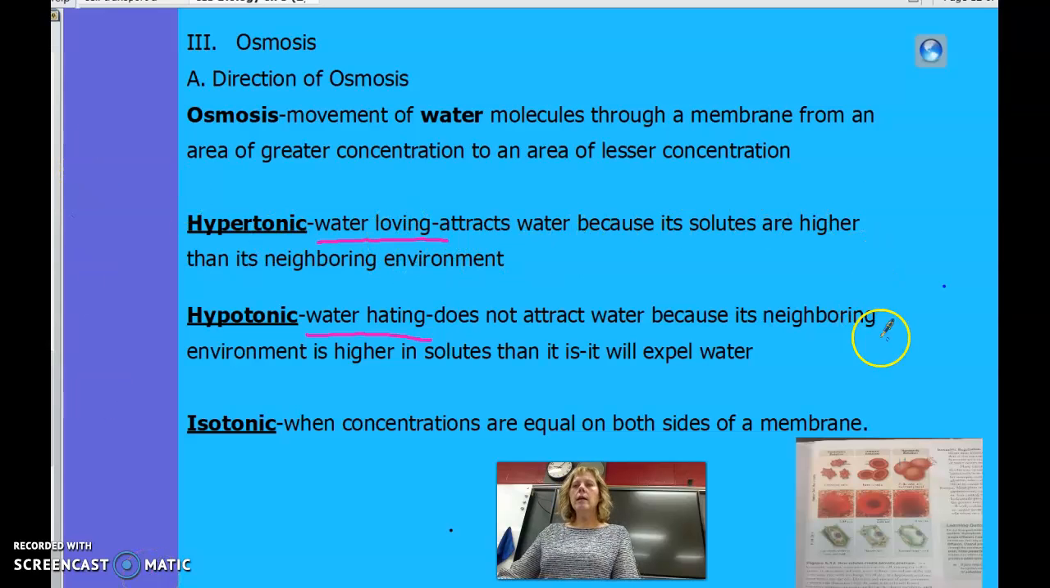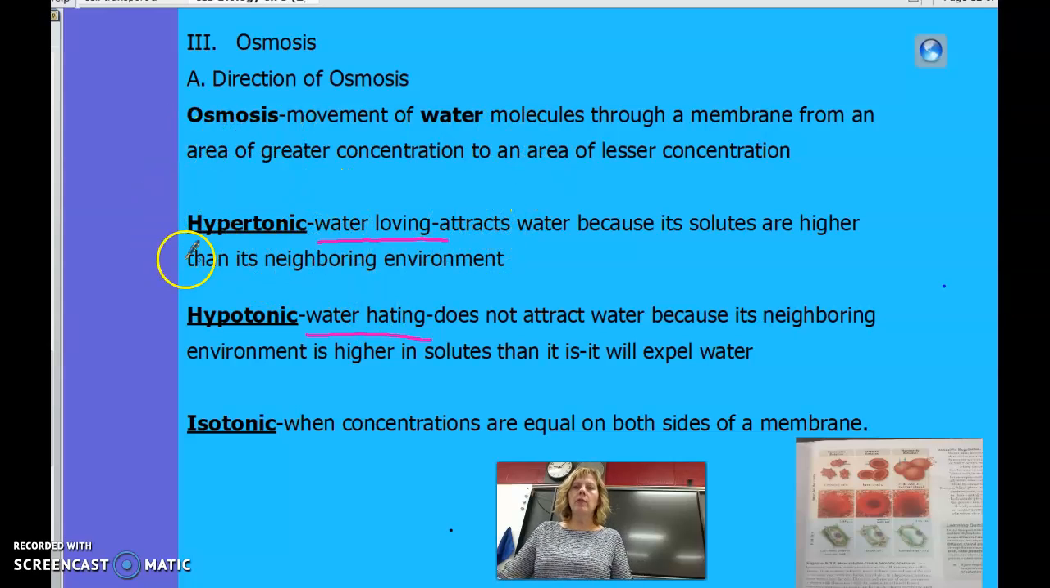So osmosis, again, is the movement of water through the membrane, and this is a type of passive diffusion. It doesn't take energy for water to move through the membrane. It just flows from an area where there's more water to an area where there's less water. Nature doesn't like that concentration gradient, so it's always trying to achieve equilibrium, or equal amounts of water on both sides of that membrane.